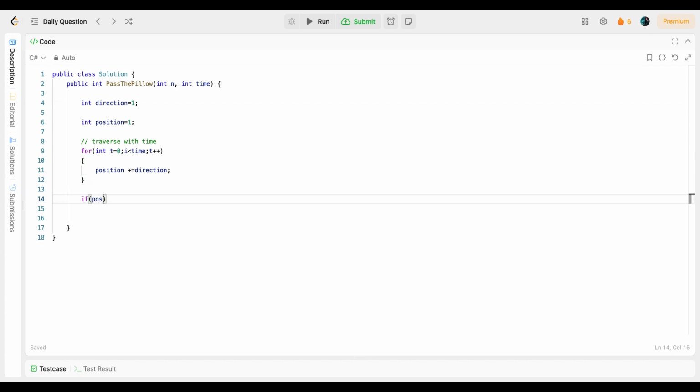So the condition we need to have is if the position equals n, meaning it reaches the end value, or if the position equals 1, meaning the starting person, right, in this case. Then the direction will be minus 1. So if it is going in the forward direction, it will become minus 1. Again, if it is going backward and then goes forward, then it will become positive. So we'll capture the direction based on the way the pillow is moving, and we'll assign the direction value. So the final result will be to return the position, right?